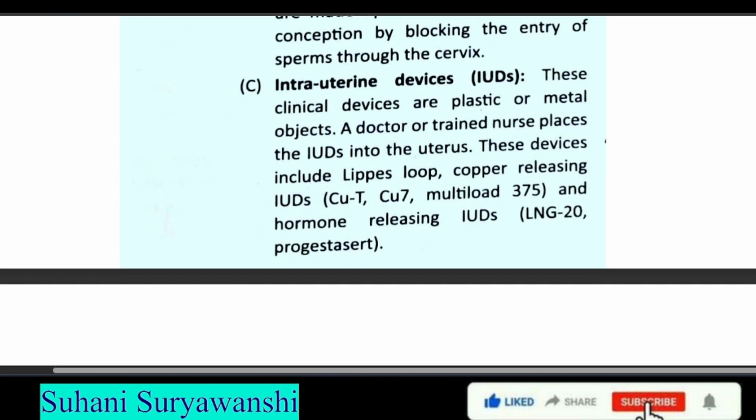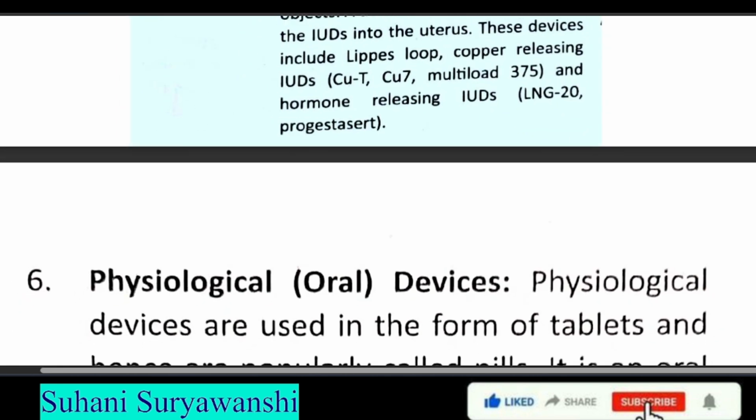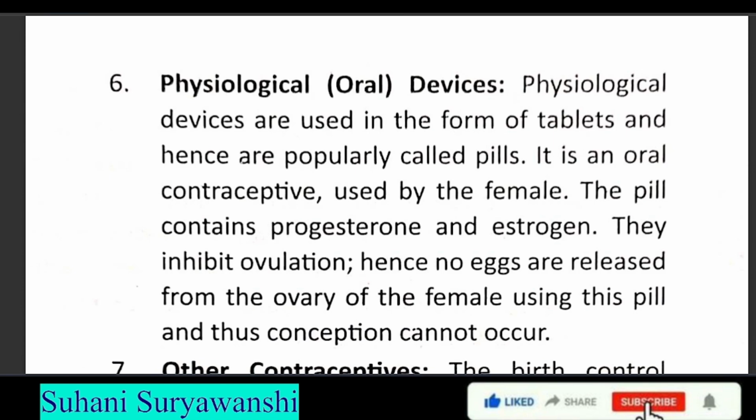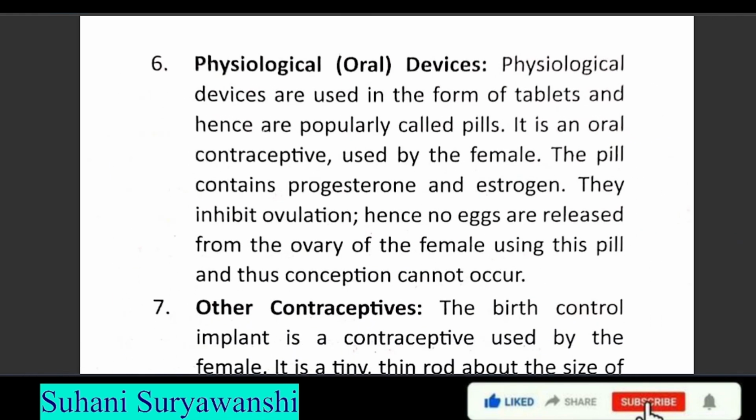Intrauterine devices or IUDs. These clinical devices are plastic or metal objects. A doctor or trained nurse places the IUDs into the uterus. These devices include Lippes loop, copper releasing IUDs, that is CuT, Cu7, Multiload 375, etc., and hormone releasing IUDs, that is LNG-20, progesterone.